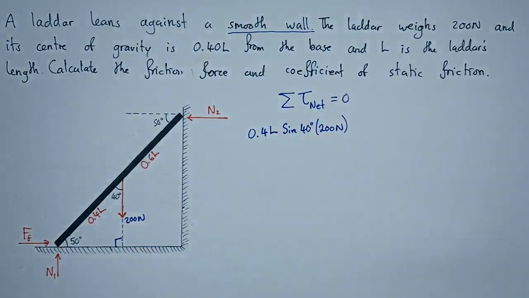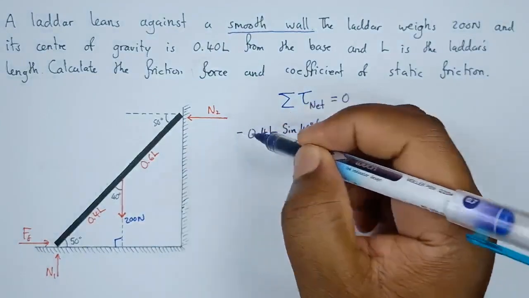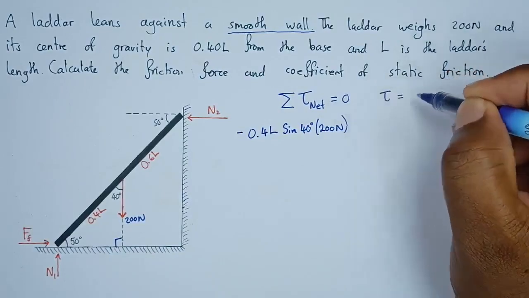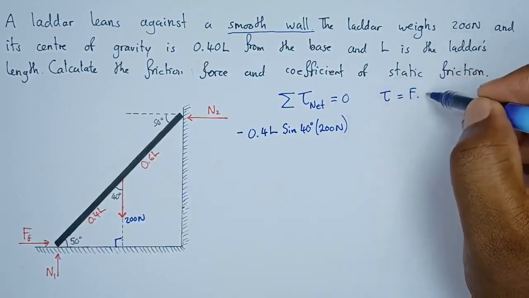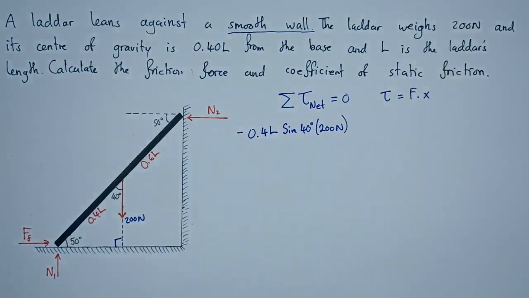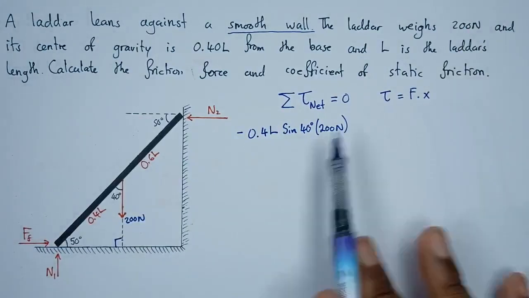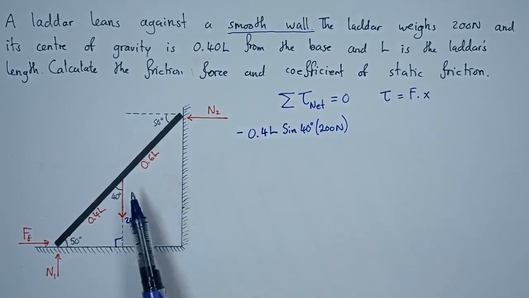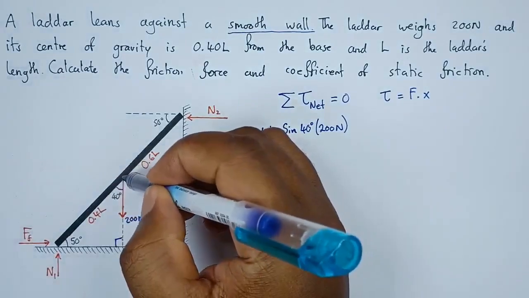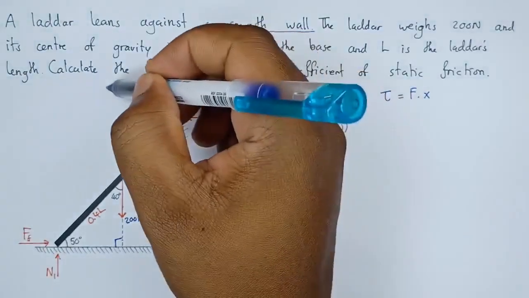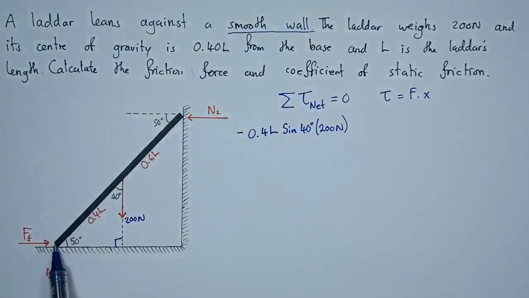Since it's in the clockwise direction, we said clockwise torque is negative. Remember, torque is equal to force multiplied by distance, where the distance must be perpendicular to the force. That's the reason why we're using this distance and this force, because they're perpendicular to each other. So now we have the torque acting at this point. Now we need the torque acting at that point, which is in the clockwise direction if you take this as your point of rotation.